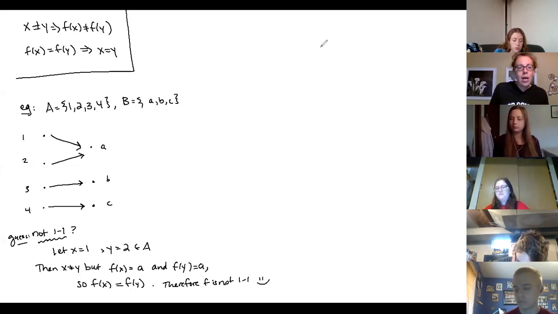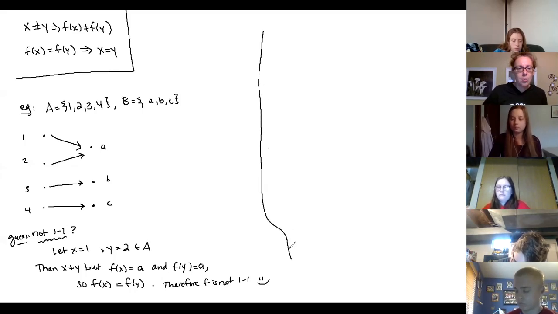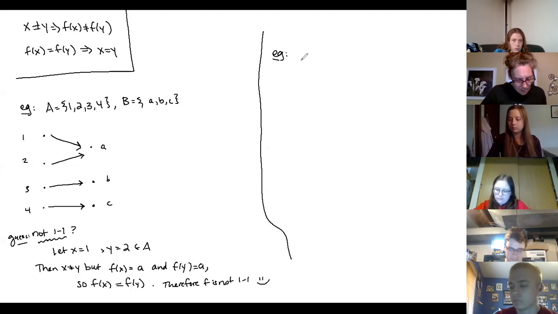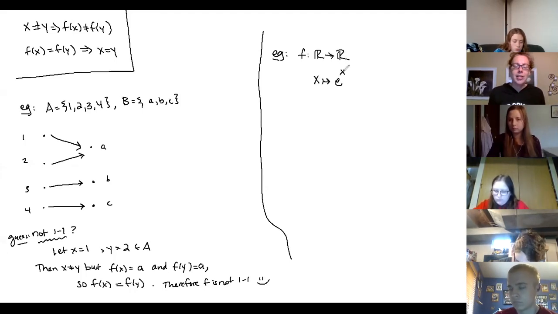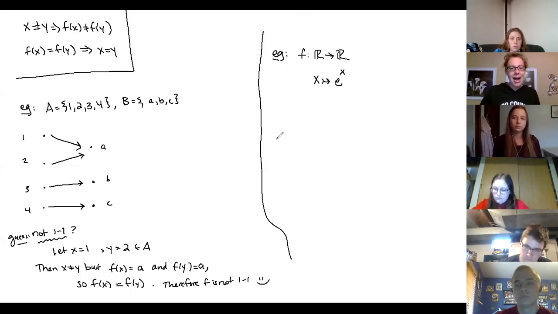So 2 more that I would like you to work through. I'll give you both at the same time and then send you randomly into breakout rooms. We'll do randomly today. For example, f goes from the real numbers to the real numbers, and it is going to send x to e to the x. So you're going to need to think about what the graph of e to the x looks like in order to decide prove or disprove. That's the first one.